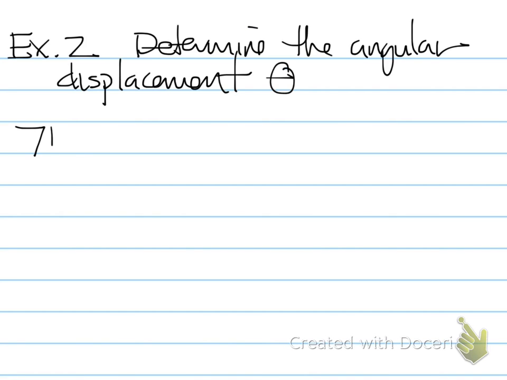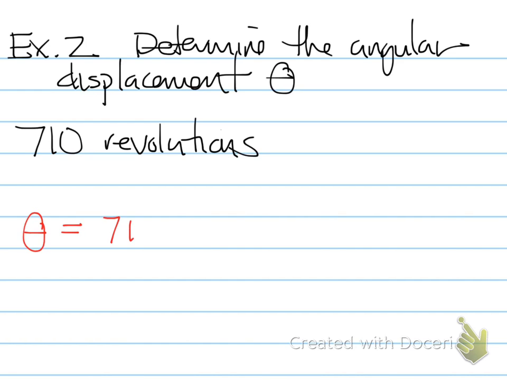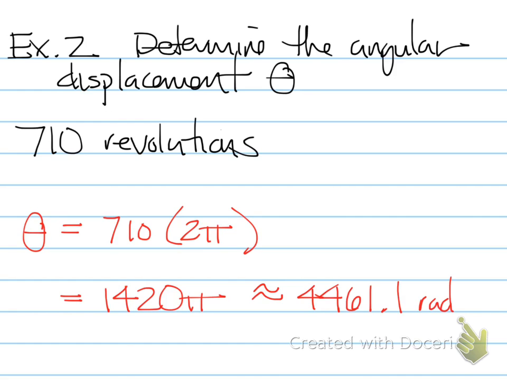And if we wanted to determine the angular displacement for 710 revolutions, again, each revolution being 2 pi radians, we'd multiply 710 by 2 pi, and we would get exactly 1,420 pi radians, or approximately 4,461.1 radians.